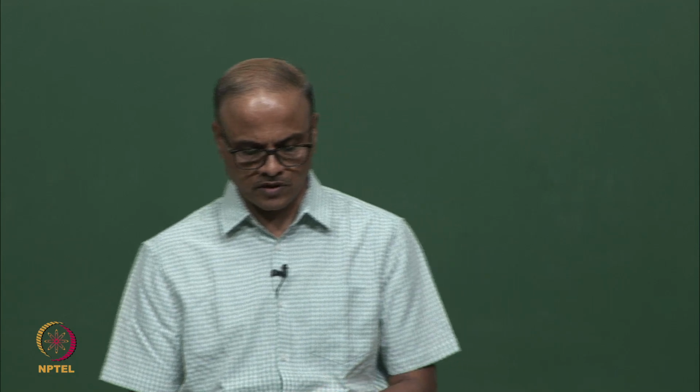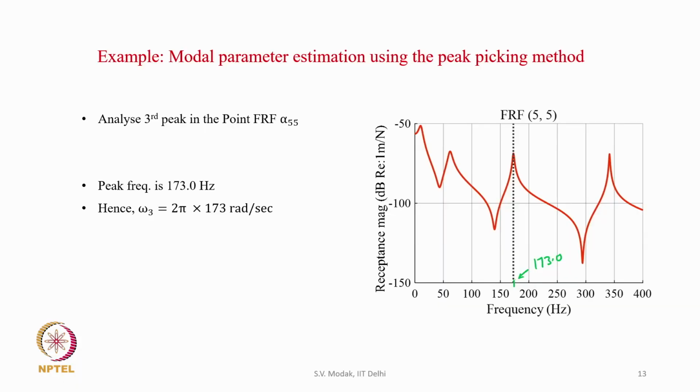Here we are looking at a multi degree of freedom system, the cantilever structure, but the peak picking method is based on a single degree of freedom assumption. That is why we are assuming in this method that the peak frequency is equal to the natural frequency, and therefore the natural frequency estimate is based on this consideration.